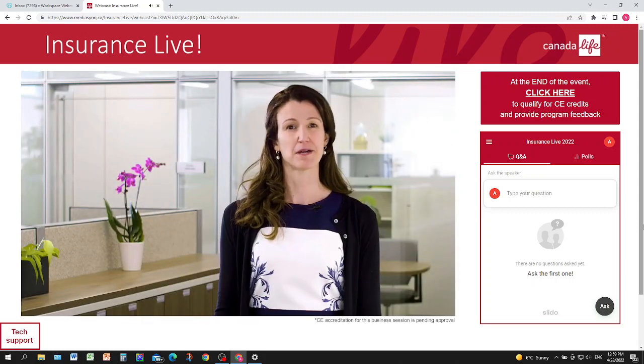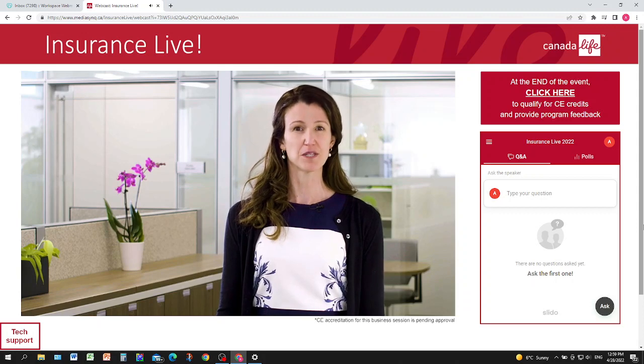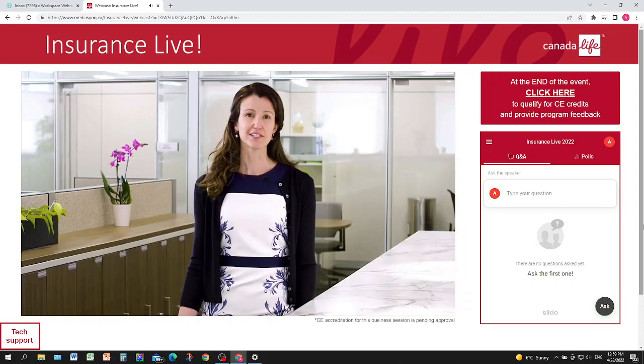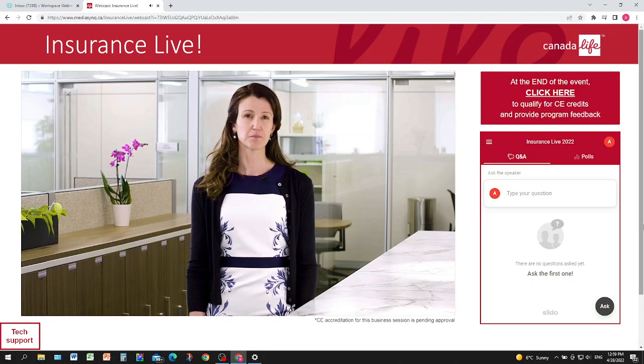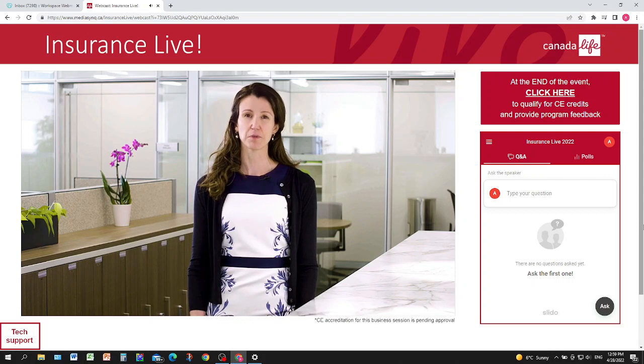We've heard your feedback, and now we're delivering illustration features you've been looking for in a tool. This is just the beginning. We've started with term sales, participating sales, and participating in-force illustrations for policies issued on or after January 1st, 2017.